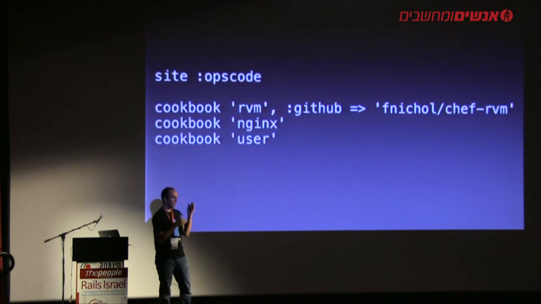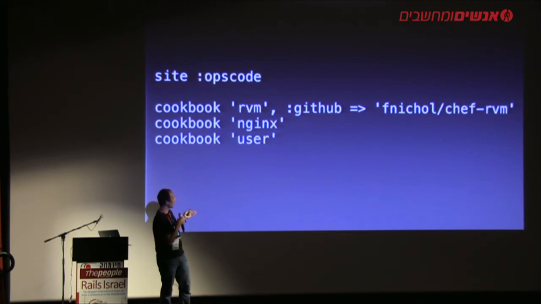So first, we wanted to have these three components on there. So we go into our Berks file and list the three dependencies: RVM, Nginx, and user. Now the RVM cookbook actually comes from GitHub, so it's really nice that with Berkshelf, you can pull things not just from the standard Opscode website, but also from GitHub, so you don't have to wait for them to maintain it.